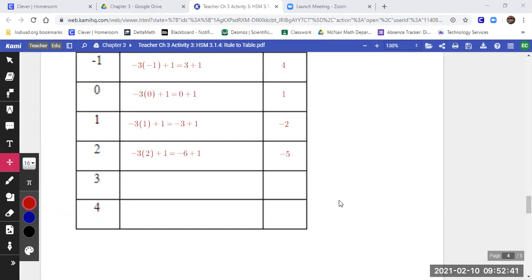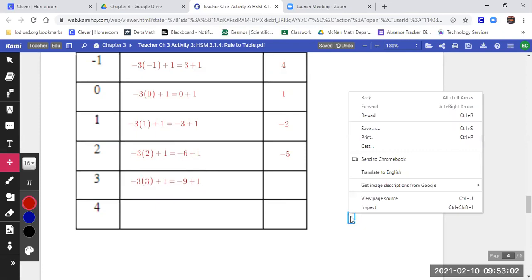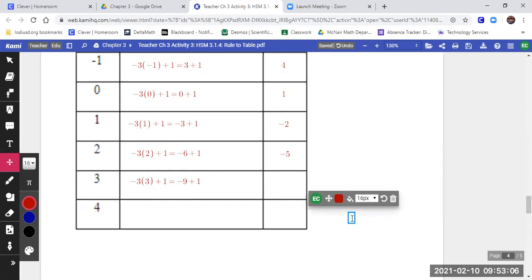Okay, negative 3 times 3, and then plus 1. I know I have 1 positive, 1 negative, so it's a negative 9 plus 1. So what are we going to get? Negative 8.